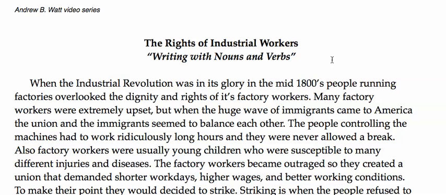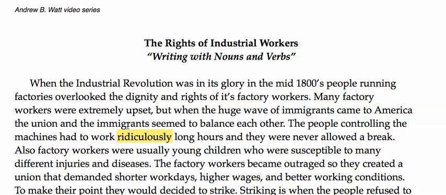This piece of student writing is called The Rights of Industrial Workers, and I'm going to use it to talk about the concept of writing with nouns and verbs. When you write with nouns and verbs, you try to avoid creating awkward constructions that use lots of complicated language.